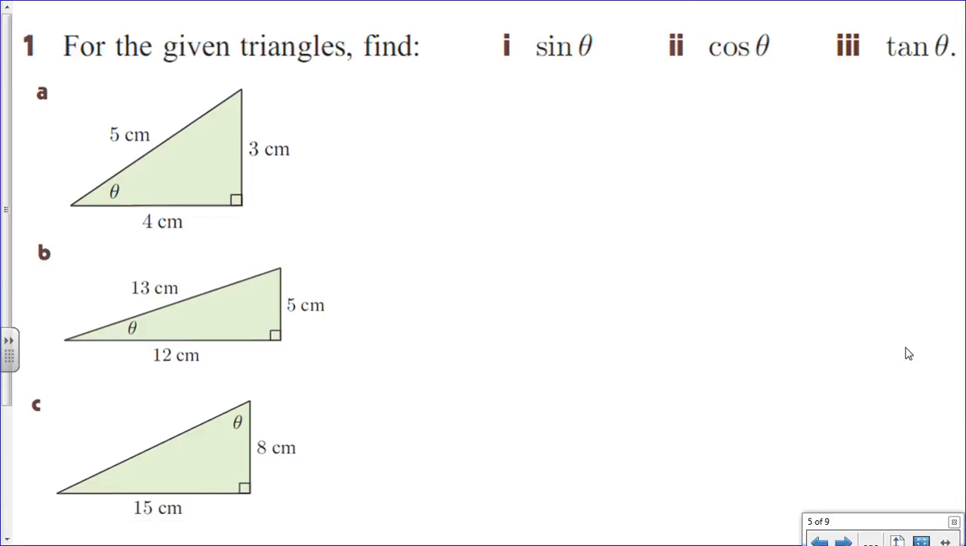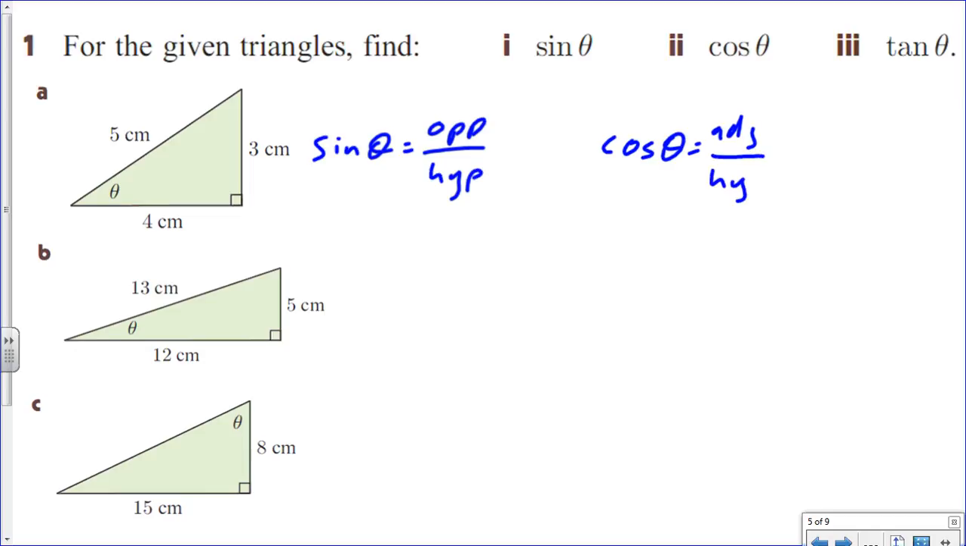The answers to question 12B, question 1. So we need to have the three ratios. So first thing I'll be doing is sine theta equals opposite over hypotenuse. Cos theta equals adjacent over hypotenuse. And tan theta equals opposite over adjacent. So we've got our three ratios.